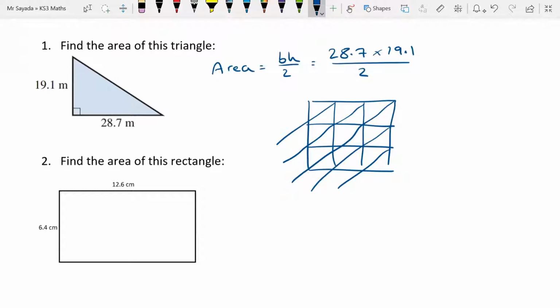You should have now done Gelosia to do 28.7 times 19.1. So I'm going to do it now and you can check if you've done it correctly. So 28.7 times 19.1. Let's do the times tables together. What's 7 times 1? You should have said 7. 7 times 9, 63. 7 times 1, 7. 8 times 1, 8. 8 times 9, 72. 8 times 1, 8.